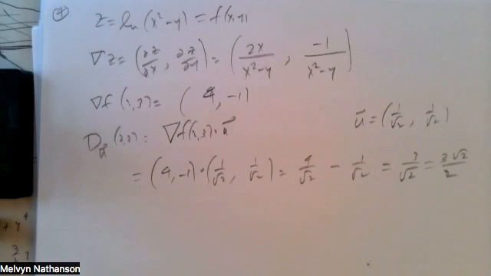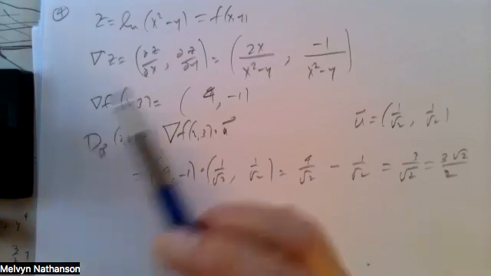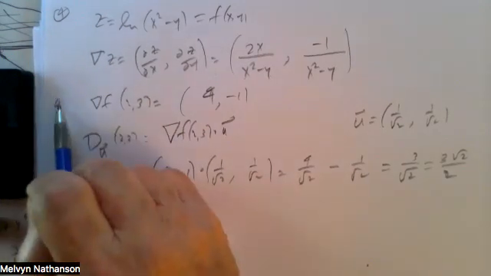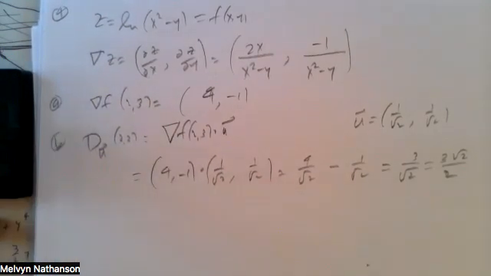The function is log of x squared minus y. The gradient is the partial derivative with respect to x, comma, partial with respect to y. And when you evaluate this at 2, 3, the denominator is 1. So you just get 4 minus 1. And the dot product of that with this unit vector is 3 over root 2. So this is A, and this is B.